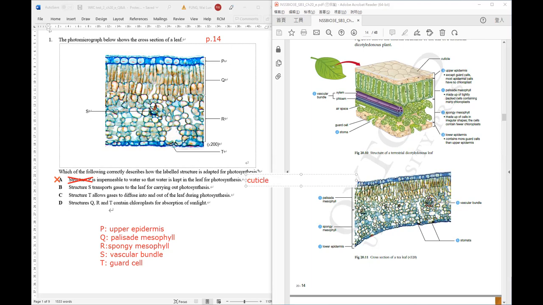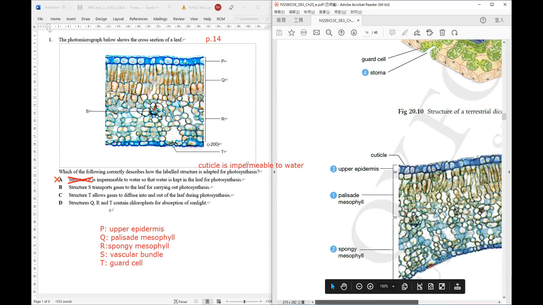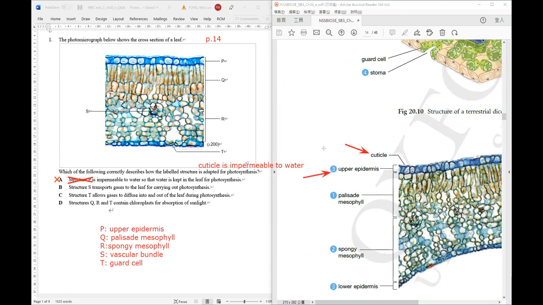Okay, cuticle is impermeable to water. Okay, so you have to pay attention. Cuticle. So you have to pay attention that cuticle is different from upper epidermis. Cuticle is the layer on top. Upper epidermis is a layer of cells covering the top layer of cells on that leaf.